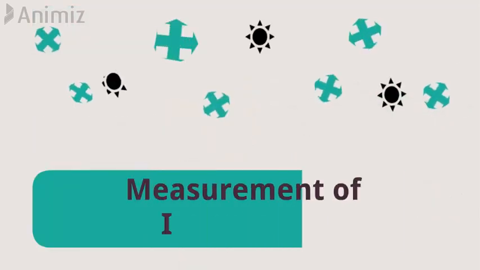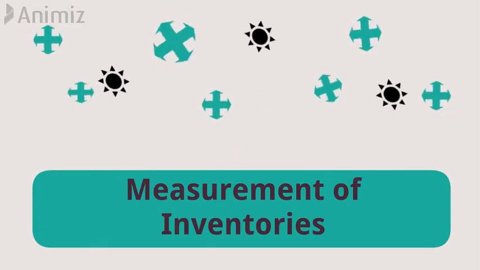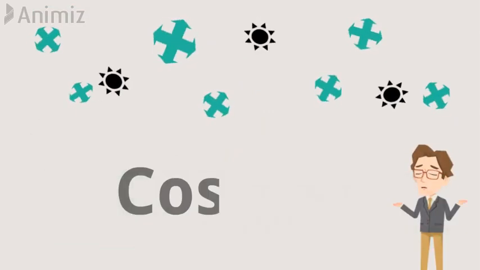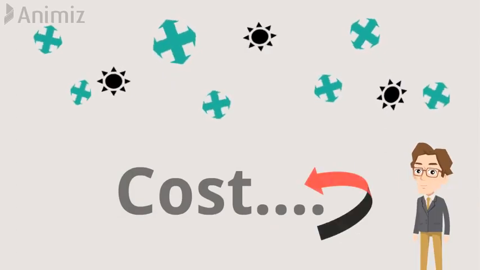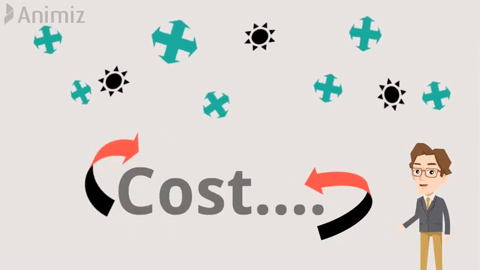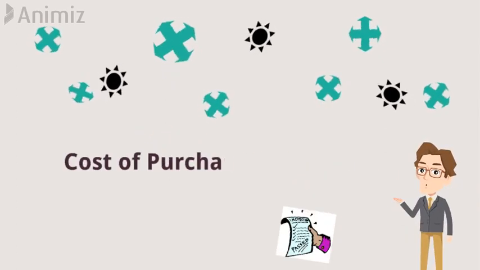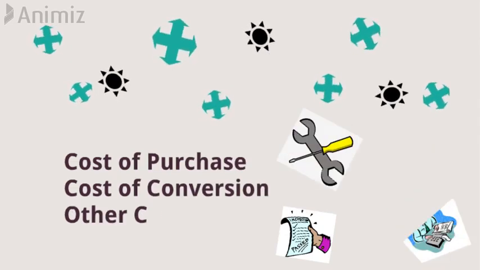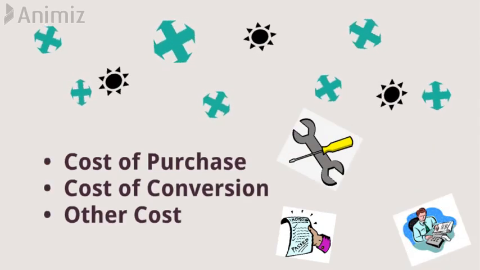Measurement of inventories. According to IAS 2, inventory is initially measured at cost. As per IAS 2, the cost of an item of inventory includes purchase costs, conversion costs, and any other costs required to get it to its current condition and location.